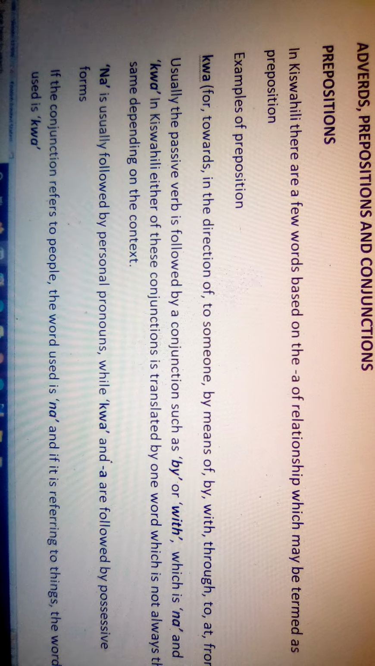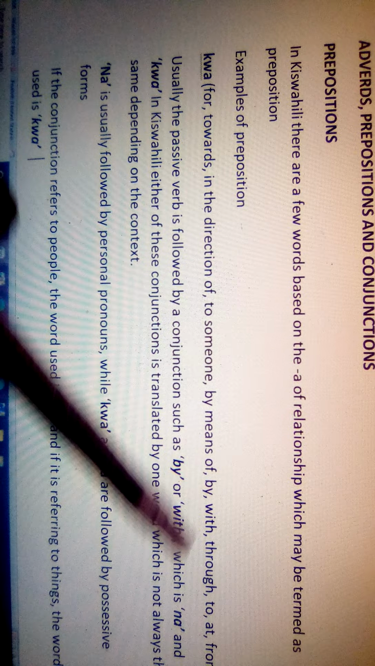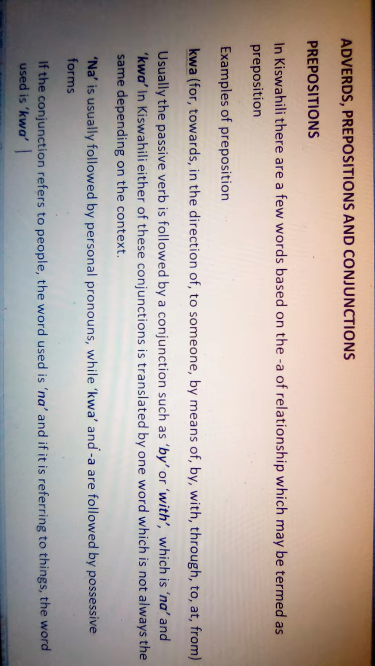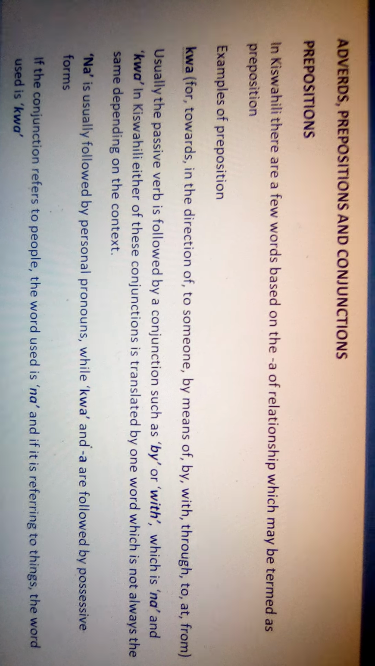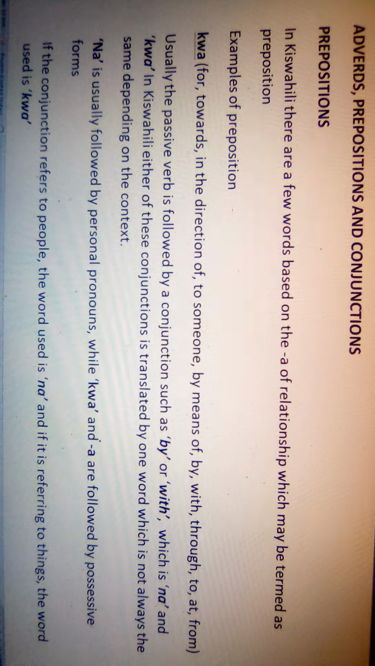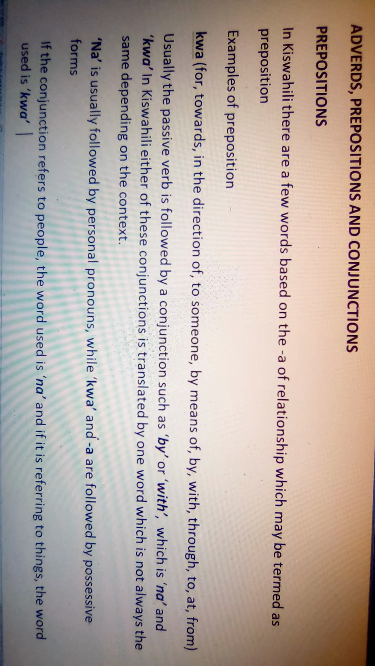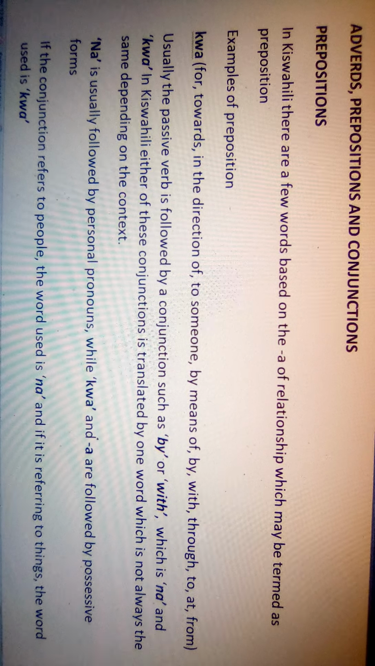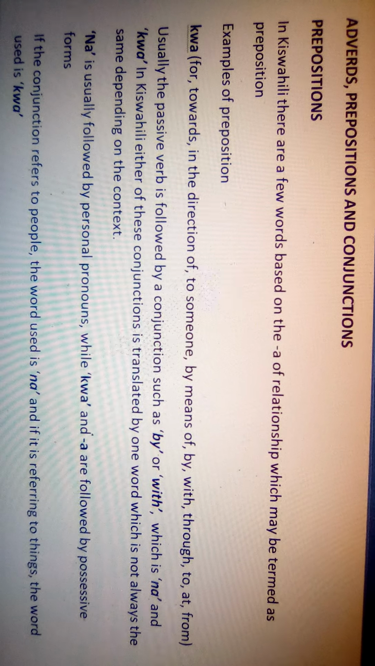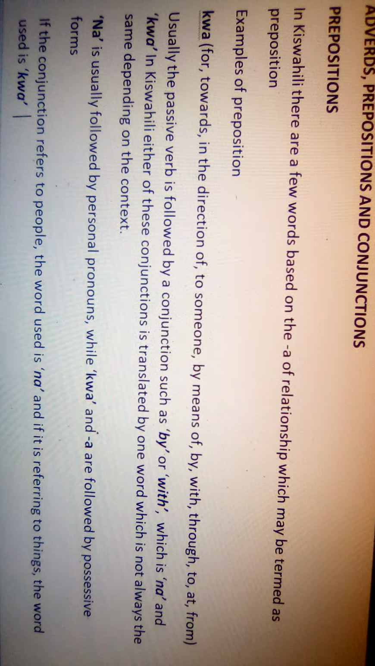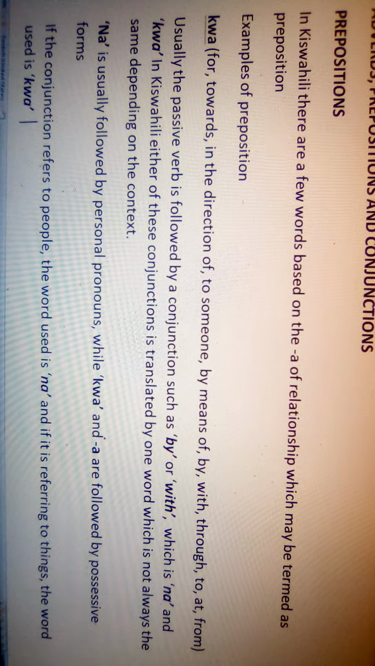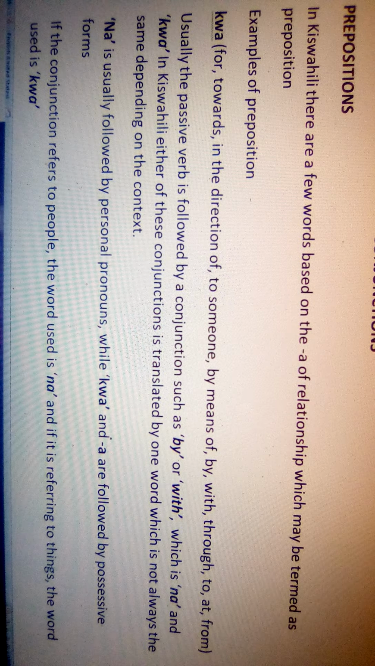As we read more stories, we shall meet this, and I'll teach you little by little. But now I just want you to have a general idea, a rough idea about this kwa. This kwa in English, in Kiswahili, it can mean for, towards, in the direction of, to someone, by means of, by, with, through, to, at, from. The same word. But don't be scared.